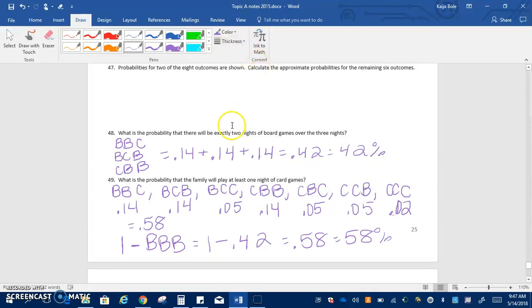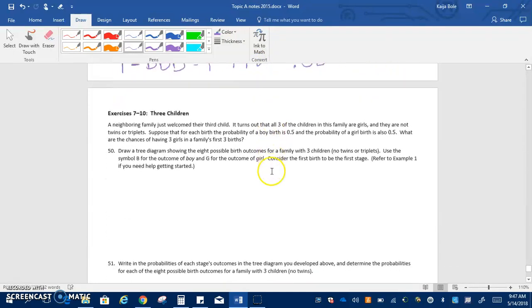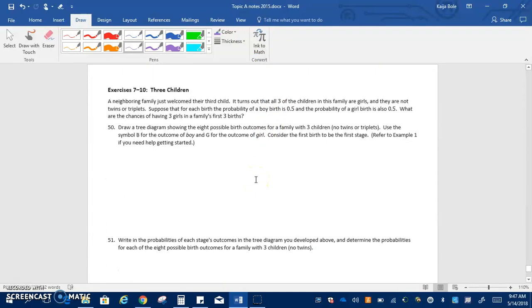Okay, so if you flip onto the next page, we're actually going to stop here, and we're going to do the rest of this in class for our day 2. So we're going to stop here for this video.